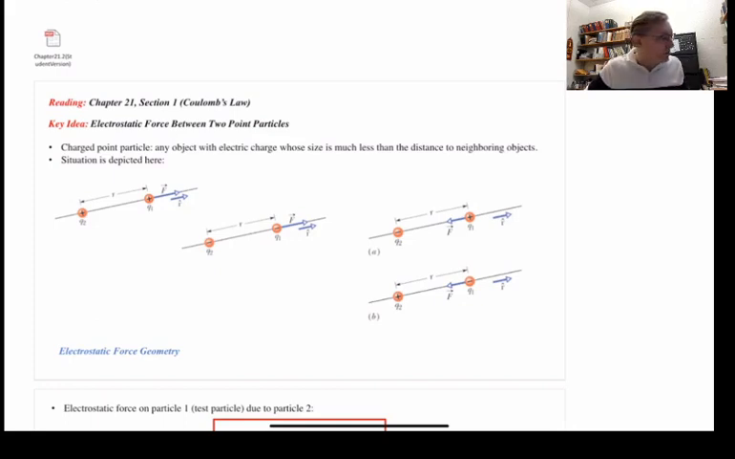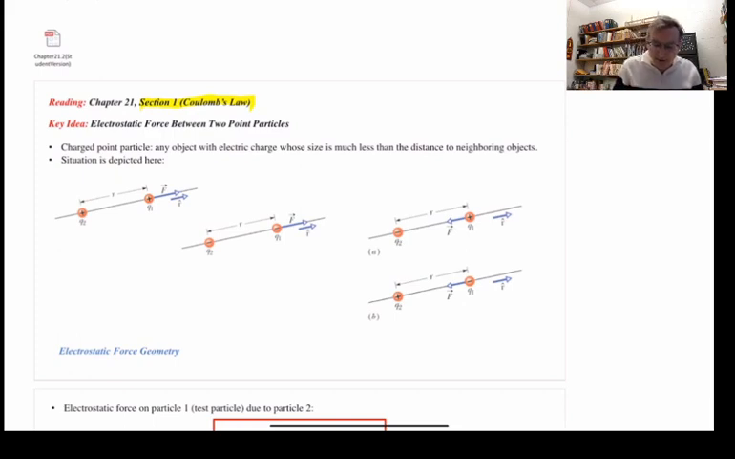This is video lecture 21.2, and we're going to focus in this video on the core content of chapter 21, which is in section 1, where we're going to learn about the mathematical form of what is called Coulomb's law. Coulomb's law is the name given to the formula for calculating what's called the electrostatic force that one charged particle exerts on another charged particle.